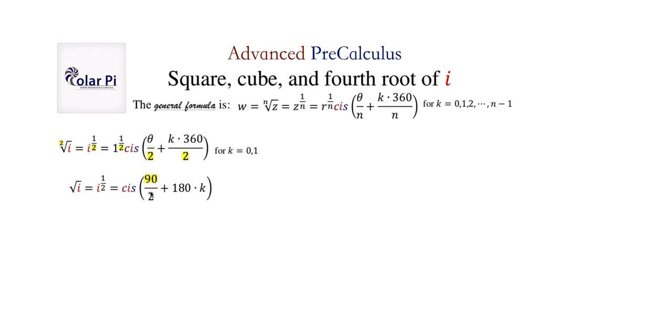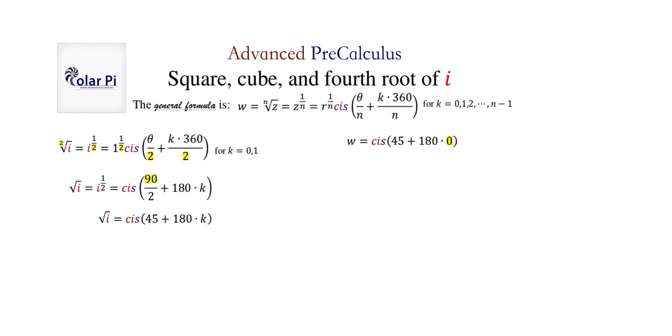So there we are. Here I've done some simplifying, which is 360 cut in half is 180, and so there that is. But still, k is going to be first 0 and then 1. Before we do anything else, let's simplify here. That 90 over 2 there is a 45. So we see that the square root of i is given by cis of 45 plus 180k, where k is first 0 and then 1. So we're going to get two answers out of this by choosing k equals 0 and then k equals 1. So let's do that.